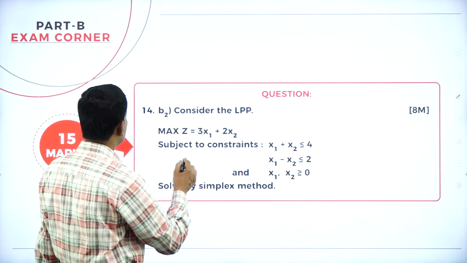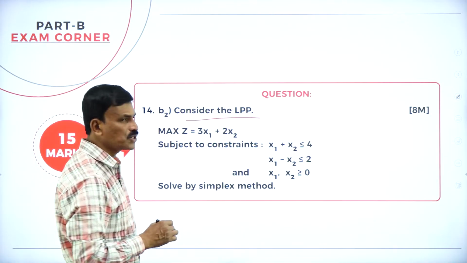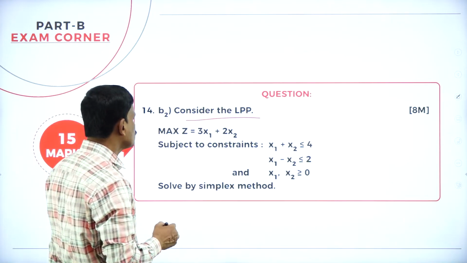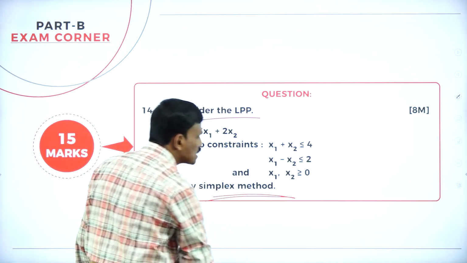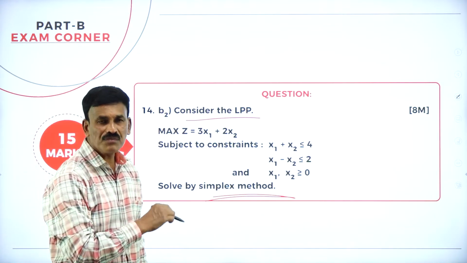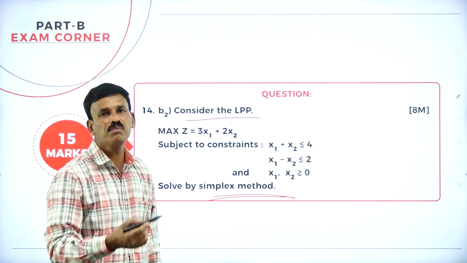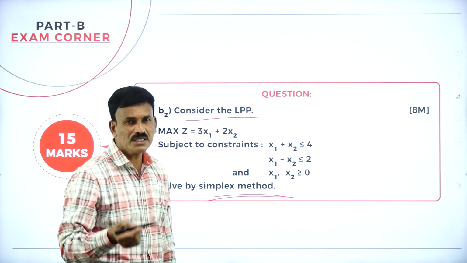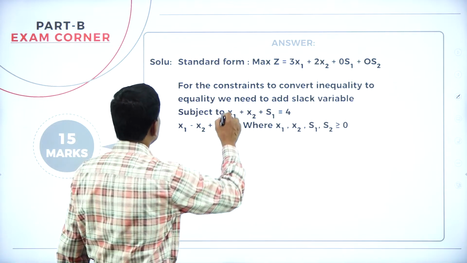The very important problem is, consider the LPP: max z is equal to 3x1 plus 2x2 subject to the constraints x1 plus x2 less than or equal to 4, x1 minus x2 less than or equal to 2, where x1, x2 are greater than or equal to 0. Solve by Simplex method. The first one is the step-by-step procedure for Big M method. Now this is Simplex method. Very simple, construct the initial basic table and just perform the operations. That's it. Now let us write the standard form.